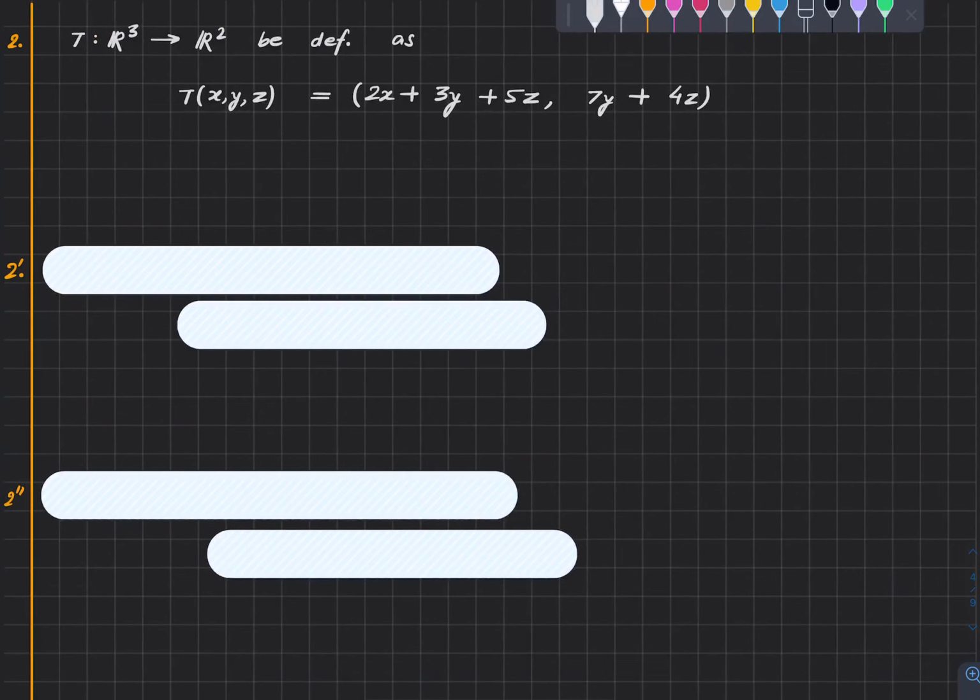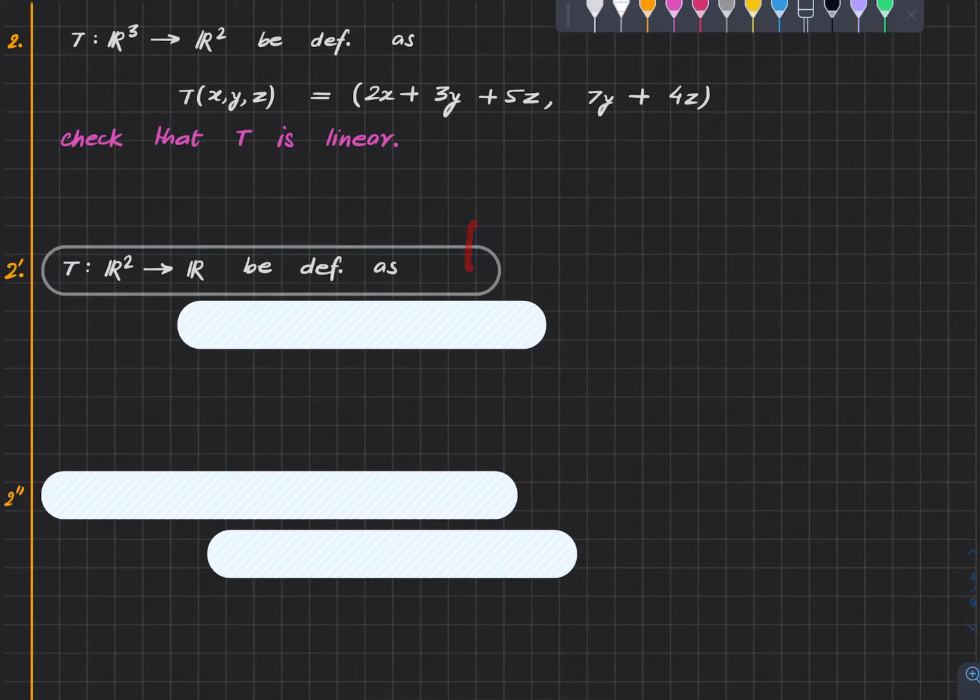More examples. Define a map from R3 to R2. Of course, the two spaces can be different. So define the map this way and check that T is linear. Doing these simple exercises helps us understand, or rather digest a notion, and become more comfortable with it. So that is a linear map.